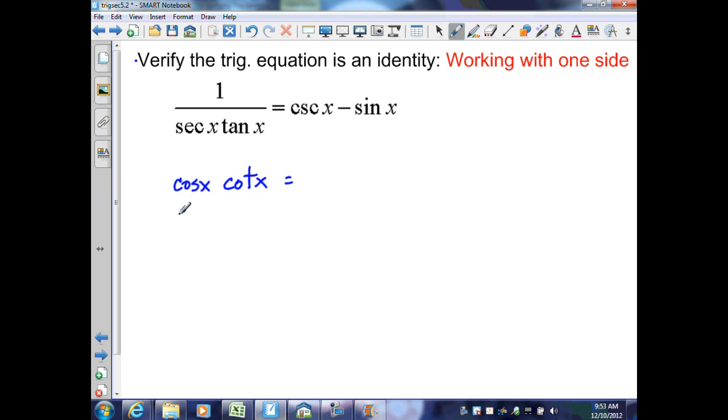Now I'm going to convert cotangent x into cosine x over sine x. That gives me cosine squared x over sine x. I know I can have an alternative form of the Pythagorean identity: sine squared x plus cosine squared x equals 1, so cosine squared x is equal to 1 minus sine squared x, over sine x.